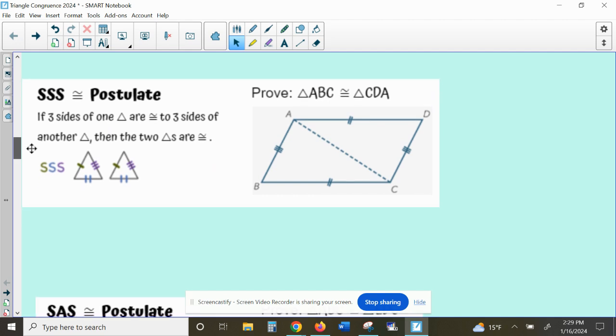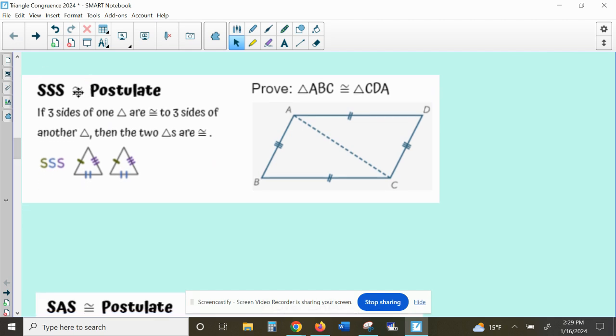So here's the first shortcut: the side, side, side congruence postulate. If 3 sides of one triangle are congruent to the 3 sides of another, then the triangles are congruent. Notice in this picture I have 2 triangles here. Side, side, side: notice how all 3 of these sides match all 3 of these sides.